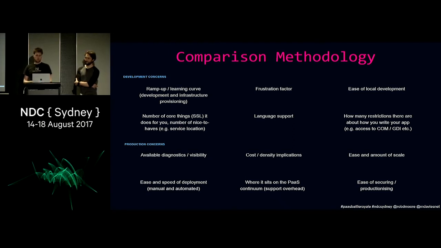In terms of production concerns, we're talking about once you've deployed the thing, how easy is it to find out what's going on if there's a problem? How easy is it to diagnose? What kind of visibility do you get of your running application?